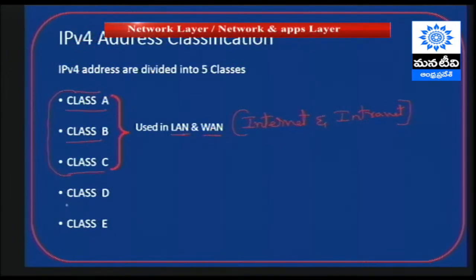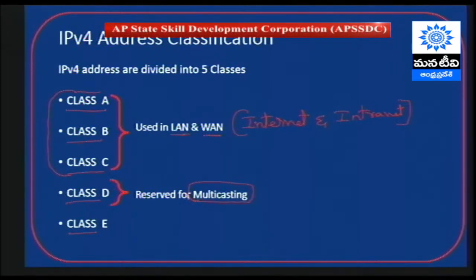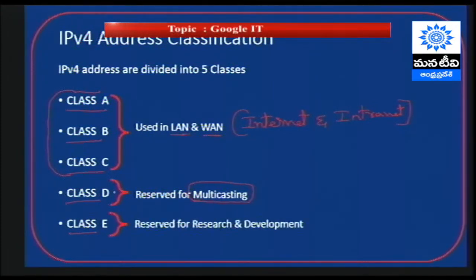Then what happens to class D and class E? What are they used for? Class D is reserved for multicast communication. Multicast is a separate type of data communication which we will discuss shortly. Class E is a set of IPs reserved for research and development. They are no longer available for use in networks. In fact, both class D and class E addresses cannot be assigned to computers. Only class A, class B and class C addresses can be utilized.